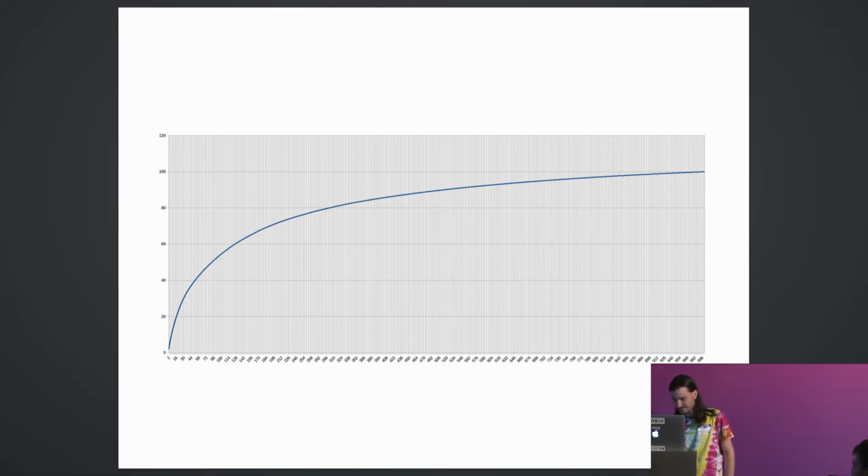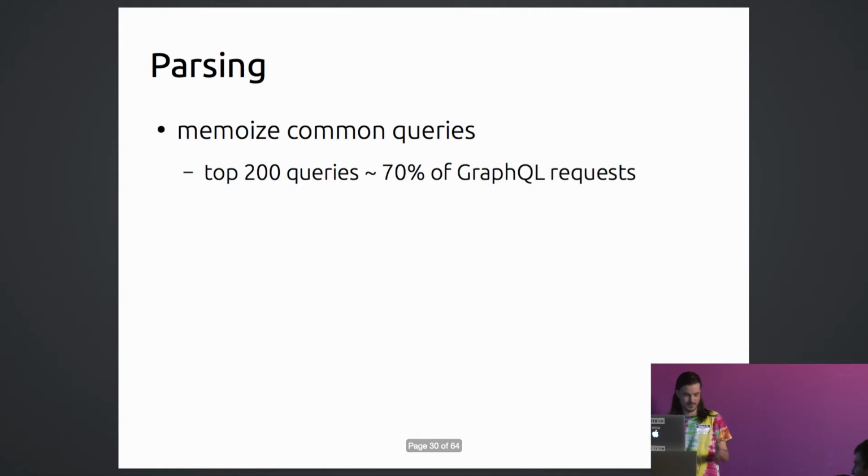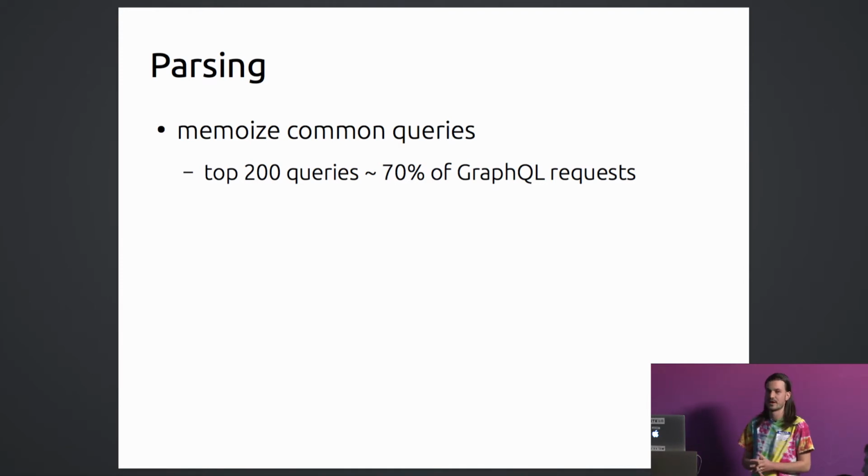So based on this, we arrived at a sweet spot where if we store the top 200 queries that we see in production at any point in time, if we store these in memory in their pre-parsed form, that means we wouldn't have to parse anything in about 70% of the GraphQL requests we receive in production. Of course, the top 200 queries change all the time, so we have to recompute what those are, like daily or even multiple times a day. But this is still always true.